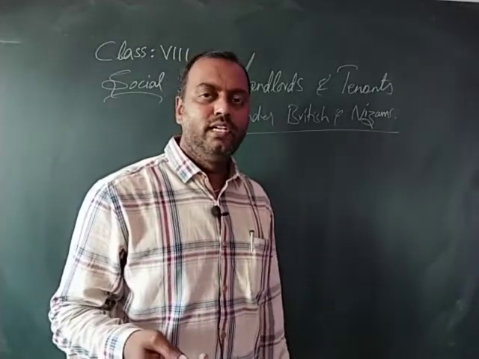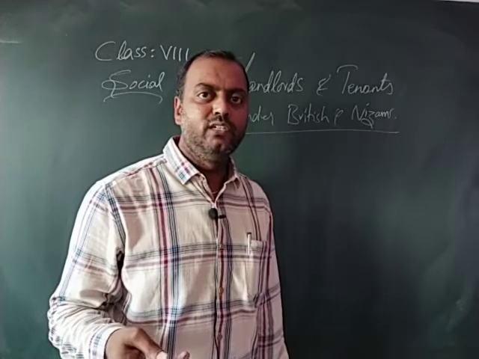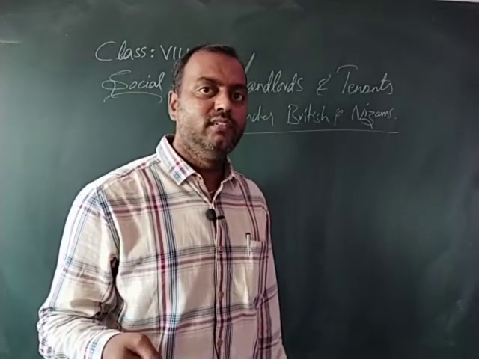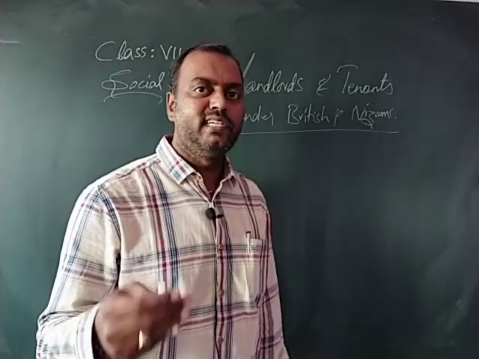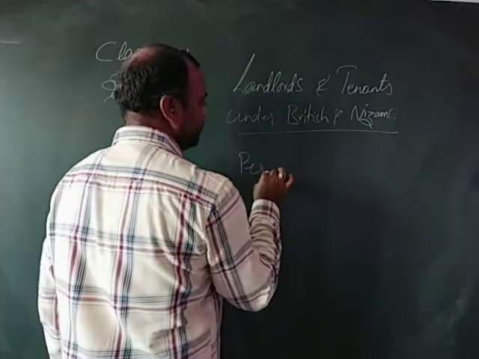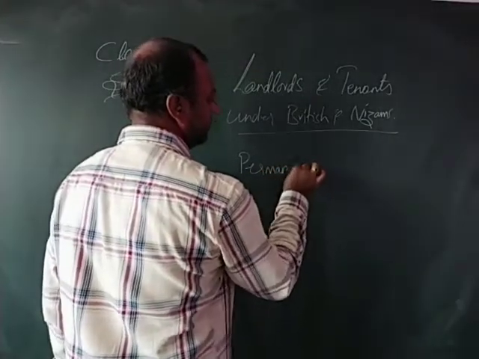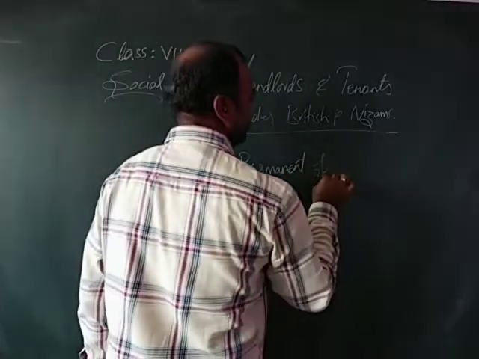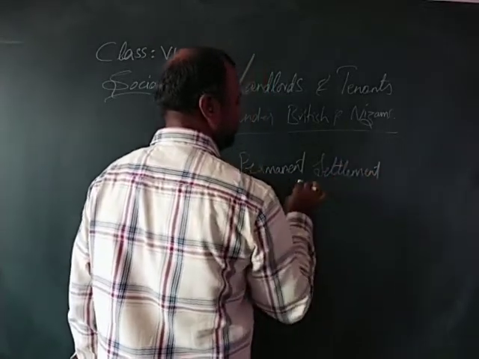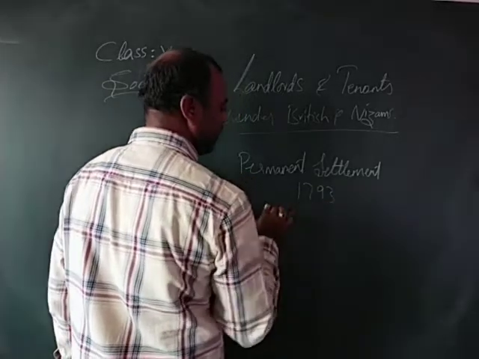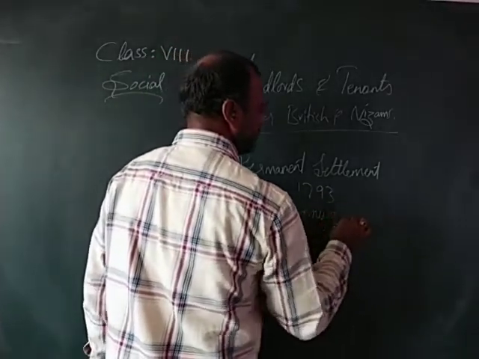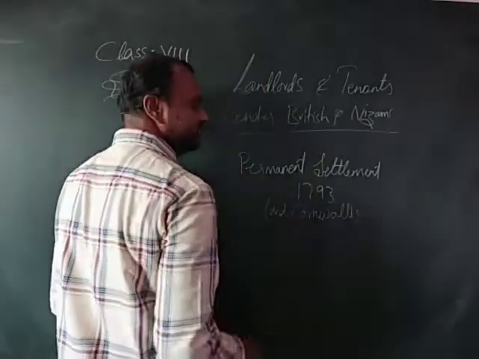We have learned the different kinds of systems they introduced. The first system was introduced in 1793 by Lord Cornwallis, and that system was called the permanent settlement system. It is a method of collecting the land revenue. This permanent settlement system was introduced in 1793 by Lord Cornwallis, children. He was the Governor General of the British Empire in India, and he introduced this system.